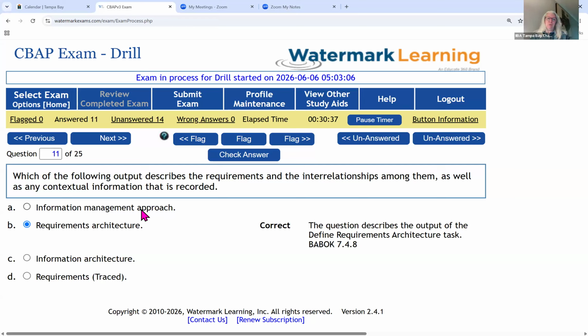And then any contextual information that's recorded. For instance, in the menu, we want to have these pages listed. So that's going to be contextual information. So if you had challenges with that, go check out the fourth task and section 8 of that.